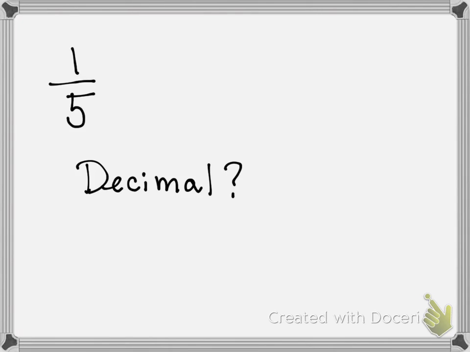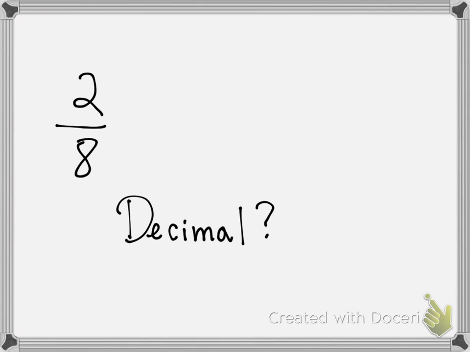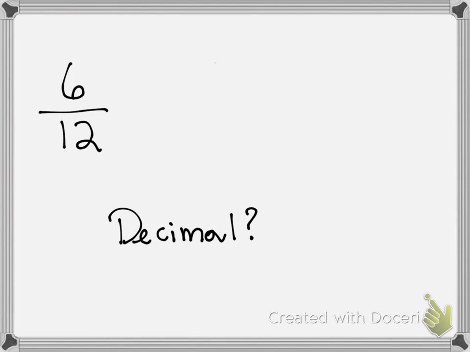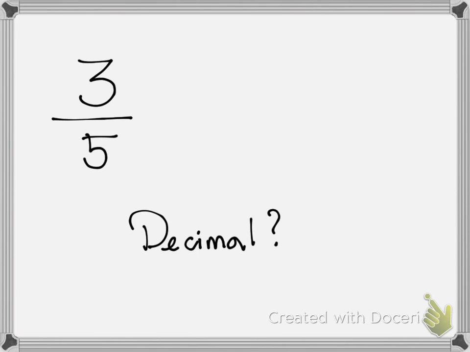All right, 4-3, let's see how much you've learned. Let's try 1/5. Please write this as a decimal. 2/8. Try this one as a decimal. 1/5 and 0 and 15 hundredths. Are those two equivalent? Yes or no? What about 6/12? Convert that into a decimal. And 3/5. Convert that as a decimal.